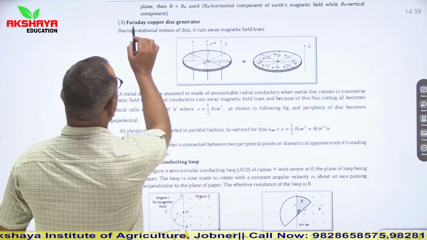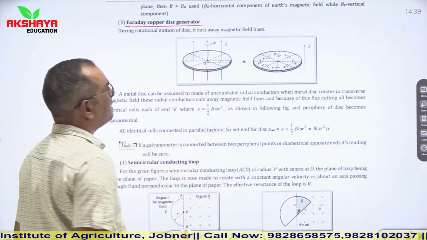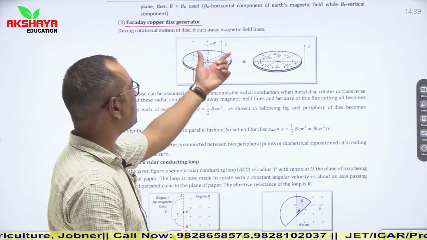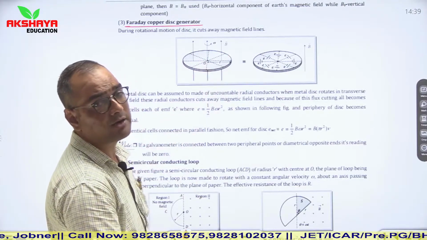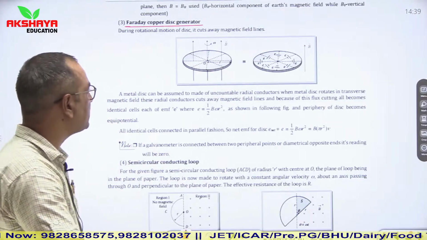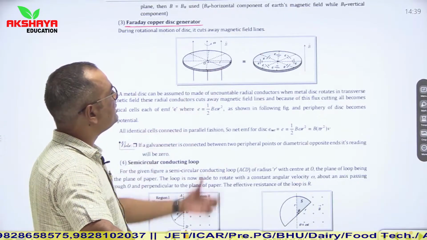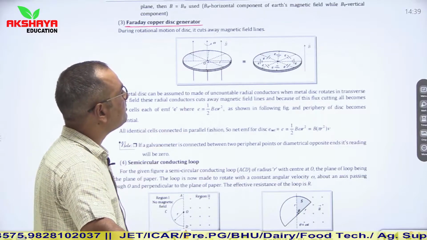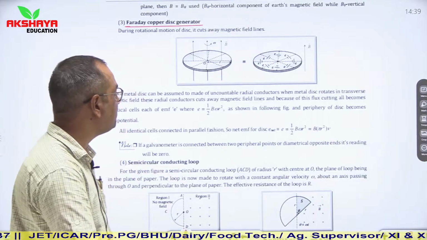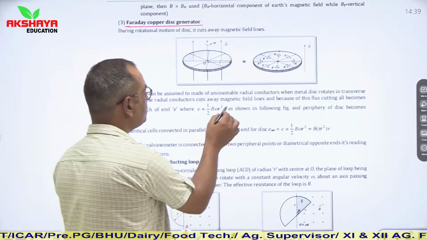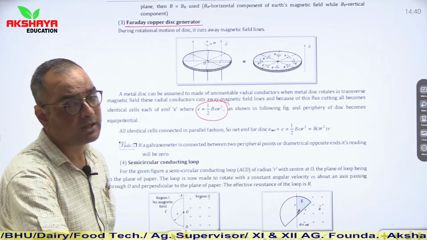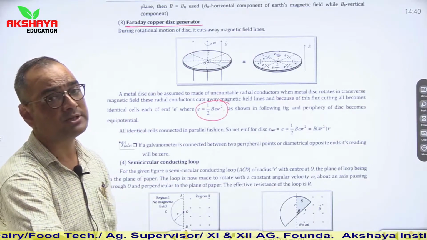Now see, next is the Faraday copper disc generator. Here, during rotational motion of the disc, it cuts magnetic field lines. So if it cuts magnetic field lines, then it will produce induced EMF and induced current. Let us say this is a disc of radius r, which is being rotated with an angular velocity omega in uniform magnetic field B. Then in this case, induced EMF will be E is equal to half B omega r square. Here r is the radius of this disc.